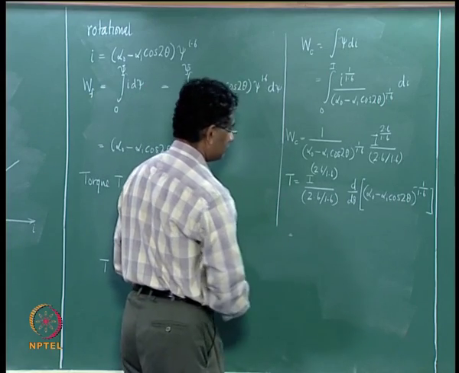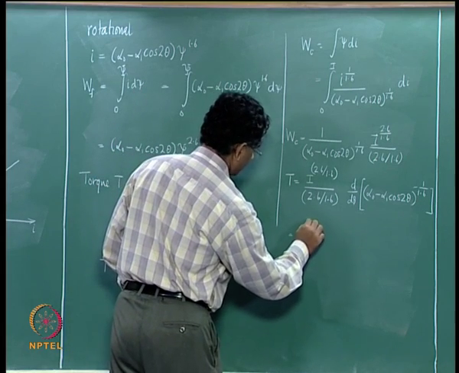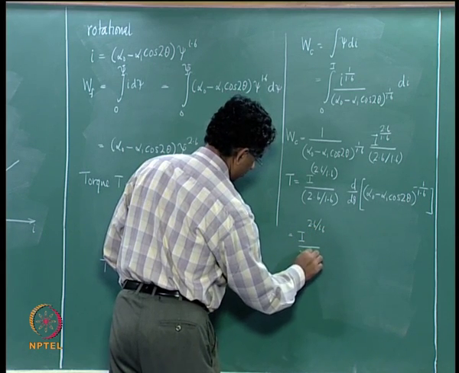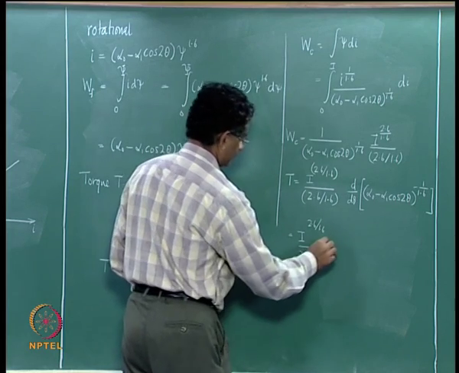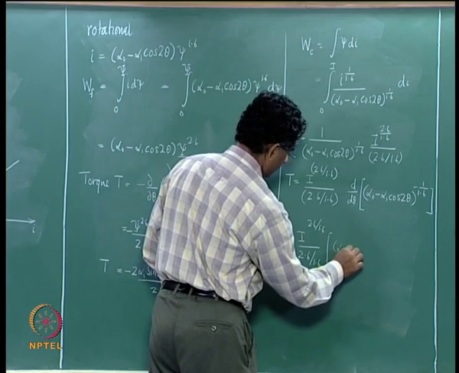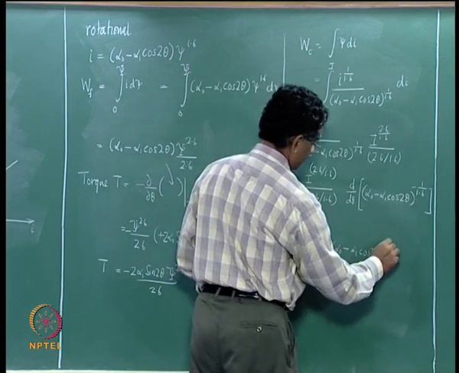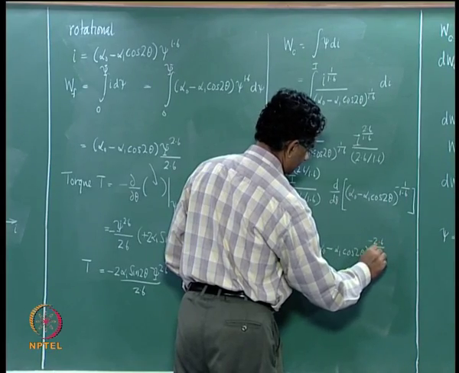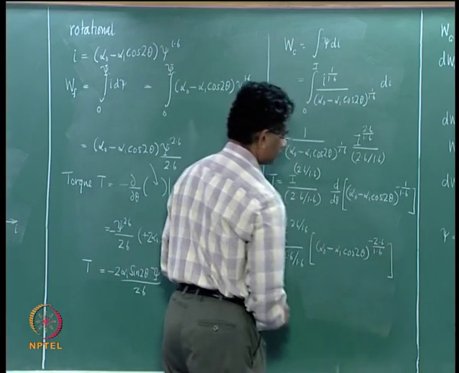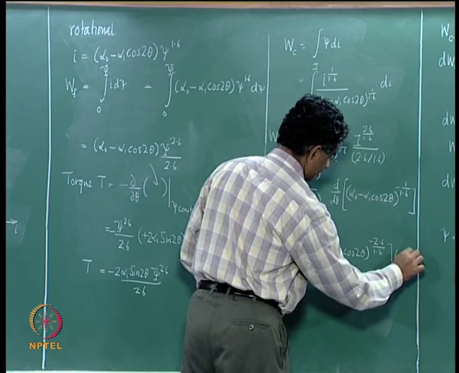So we can write this as I to the power of 2.6 by 1.6 divided by 2.6 by 1.6 into alpha naught minus alpha 1 cos 2 theta to the power of minus 2.6 by 1.6, multiplied by minus 1 by 1.6.